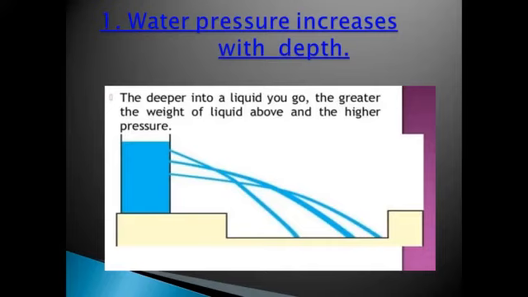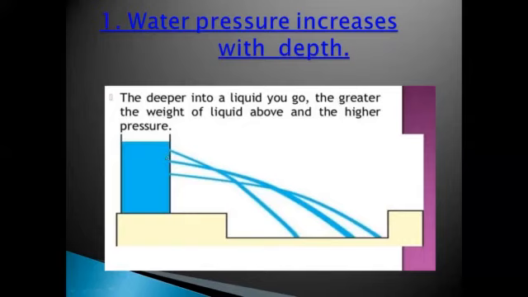So these are the following characteristics of liquid pressure. These are also called the laws of liquid pressure. The first thing is water pressure increases with depth. See here in this container you can see there are three holes. As the depth increases, pressure also increases. That is the reason when pressure increases, the water goes to a longer level. As the height decreases, pressure also decreases. As the height increases, pressure increases.